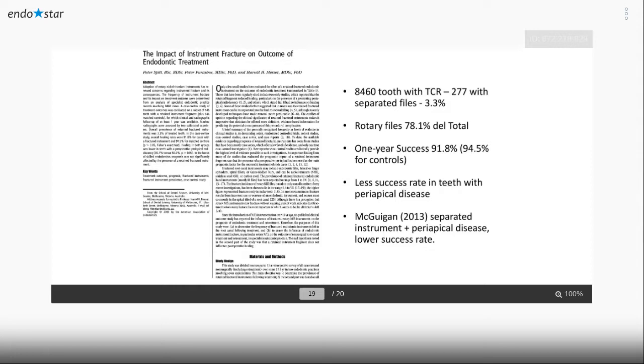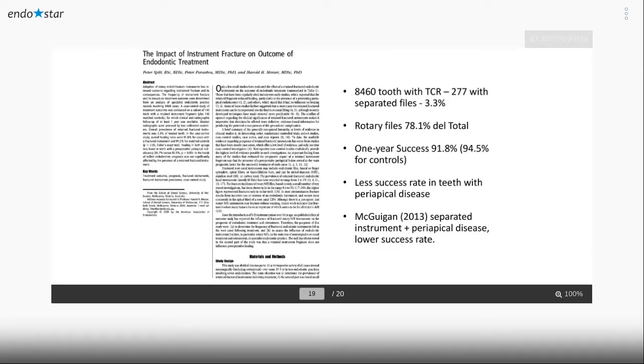But to have an idea, the success rate for teeth with broken instruments inside was 91.8%. And for the controls, the teeth without broken files inside, it was 94.5%. So the success rate is still good, and we are in concordance with the results reported in the previous article. But we are seeing the same situation. The lowest success rate was reported in teeth with periapical disease. So we need to analyze different factors.